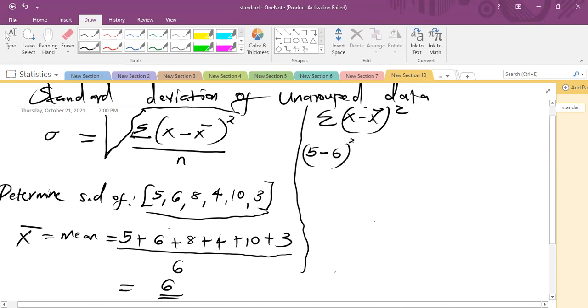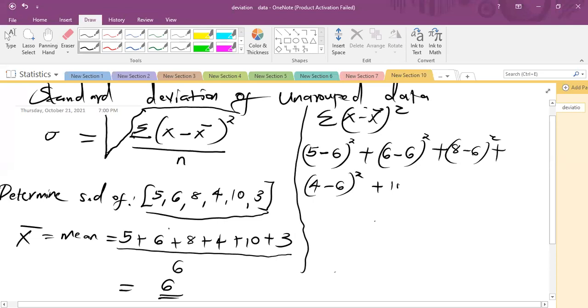6 squared, plus the next one is 6 minus 6 squared, plus 8 minus 6 squared, plus the next one is 4 minus 6 squared, plus 10 minus 6. Remember, 6 is the mean. Finally, plus 3 minus 6 squared. This right here is what gives you summation of x minus x bar squared. So what is all this if we square and add?